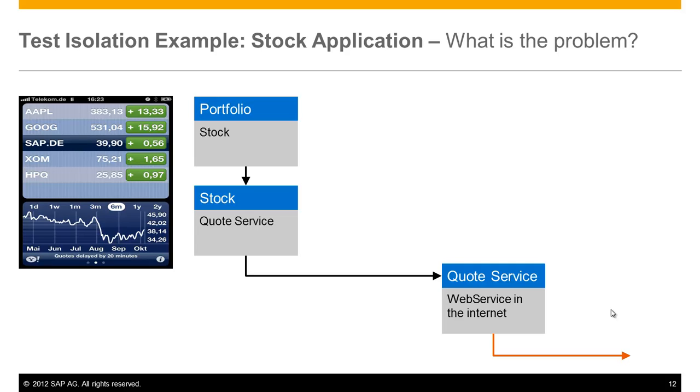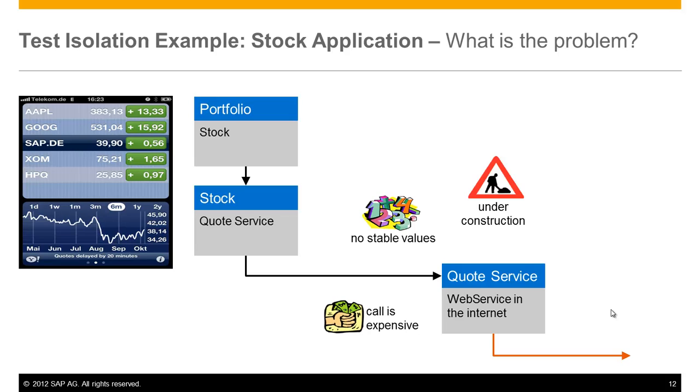Now, the red arrow there already indicates where our problem is, because we're depending on something that's out there in the internet. That is pretty much the worst case, something we do not own. And there are several problems with that. First of all, the call may be expensive. Maybe a stock value check doesn't cost anything, but a credit check may cost something. So when you test it, you may actually have to pay money.